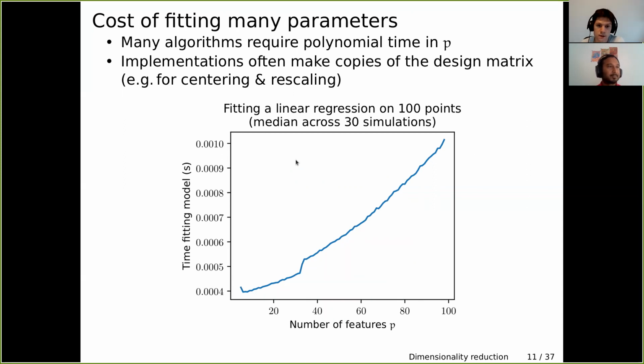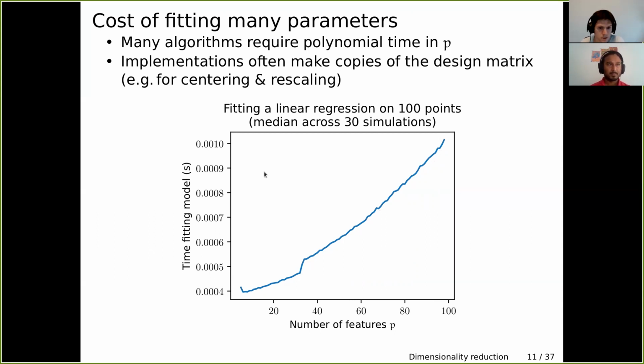Now, as I said, having many features also has a computational cost. So here I do the exact same experiment, augmenting the number of features P, and I just measure how long it takes to fit the model. And we see that naturally, as the number of features P augments, as the size of the data matrix augments, the time it takes to fit this model increases as well.